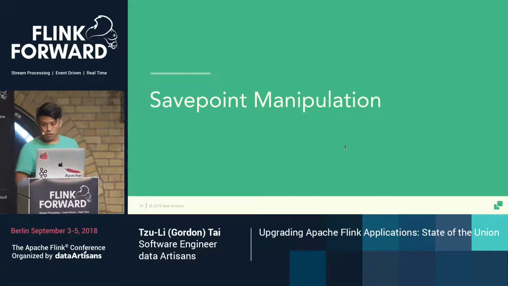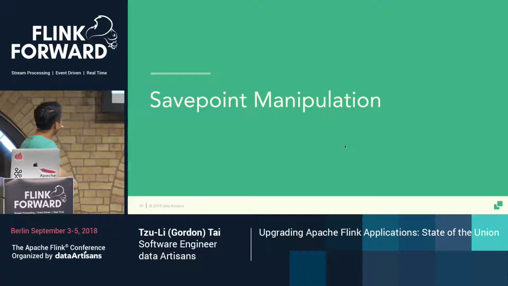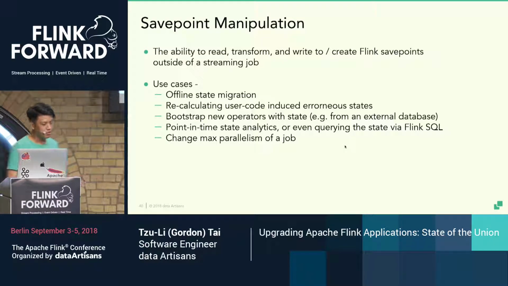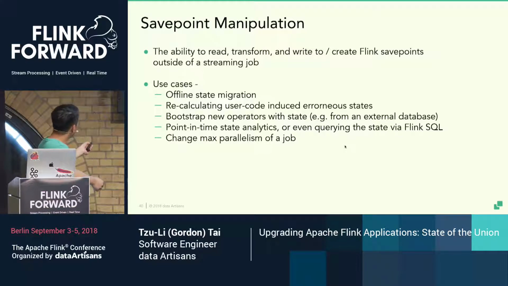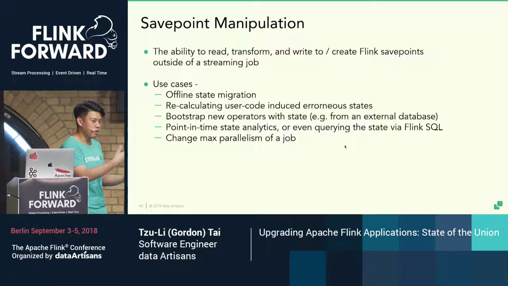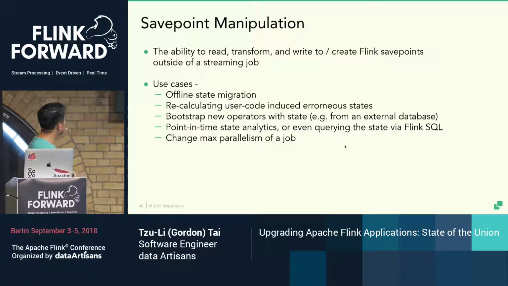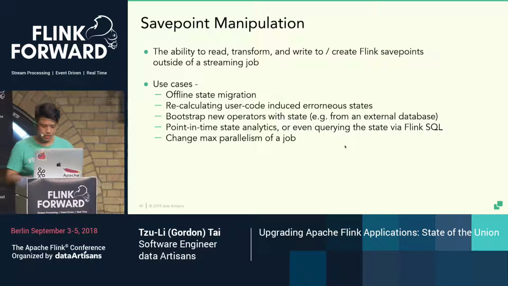Right, moving on to Savepoint Manipulation. Okay. Savepoint Manipulation. So, the ability to read and transform savepoints. This is very exciting stuff for me, personally. So, use cases. We would be able to do offline state migration. What I explained in the past section was migration integrated within the runtime and part of the restore process or the state registration process. But with this tool, we might be able to have offline state migration, or recalculating user-induced erroneous states, or bootstrapping new operators with state. A lot of possibilities here.